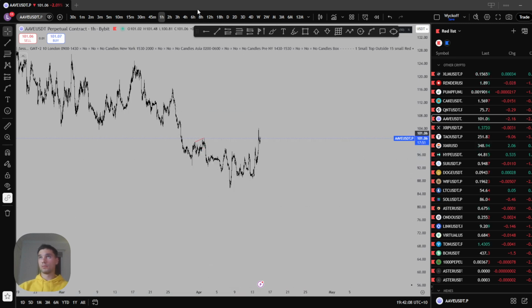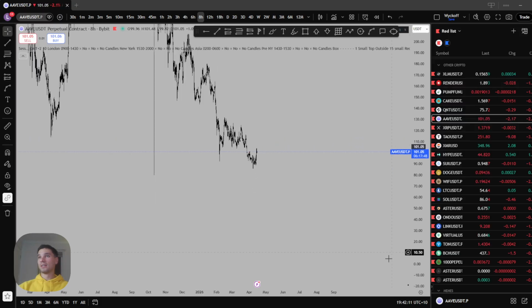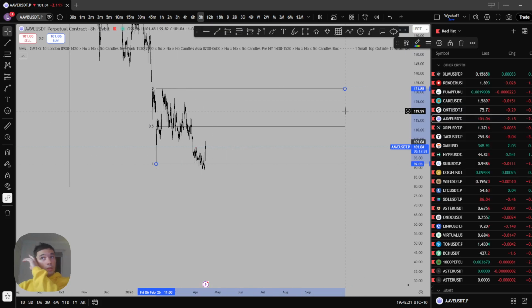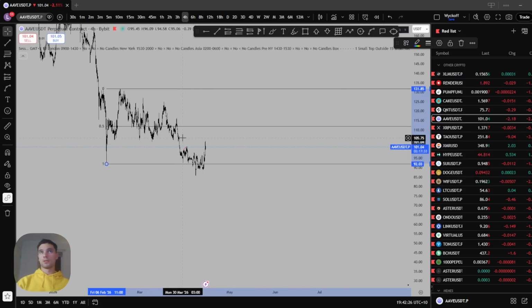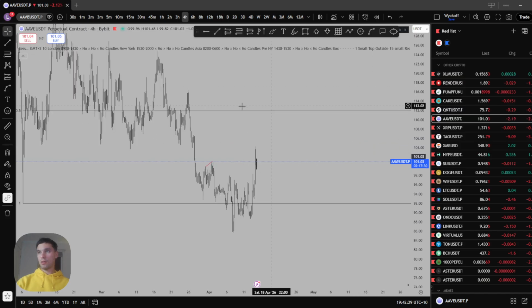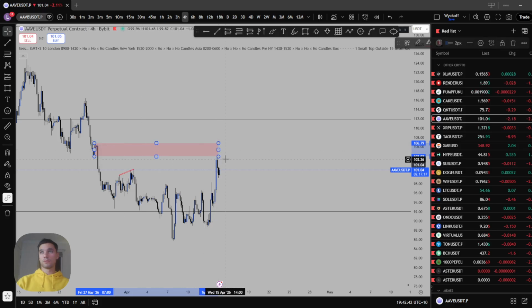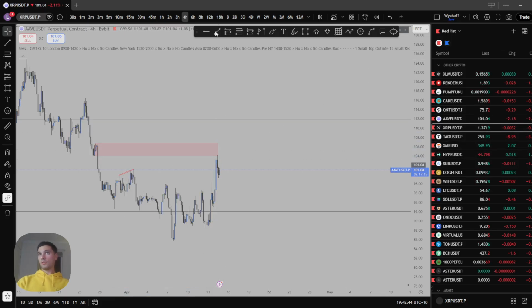Ripping through everything, demand and supply. We'll wait and see what happens here in terms of Arve. There's probably some supply in here. Yeah, valid. And it's also been mitigated. Nice reaction from there.